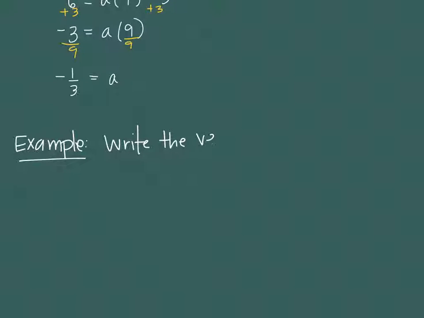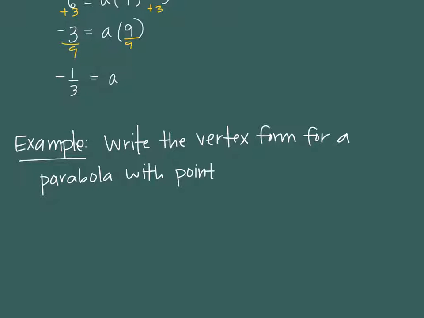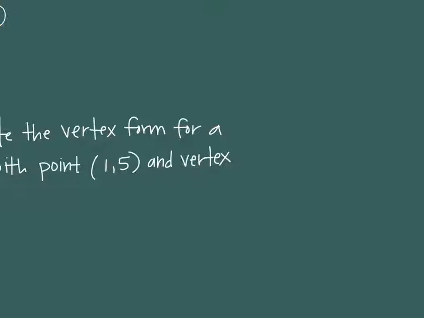Write the vertex form for a parabola with point being 1, 5 and vertex being -1, -3.